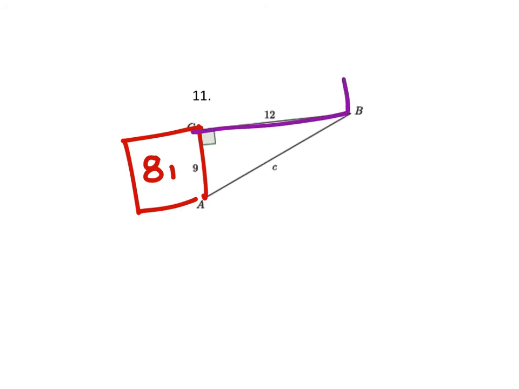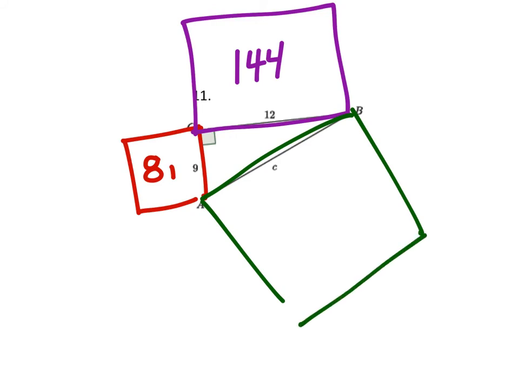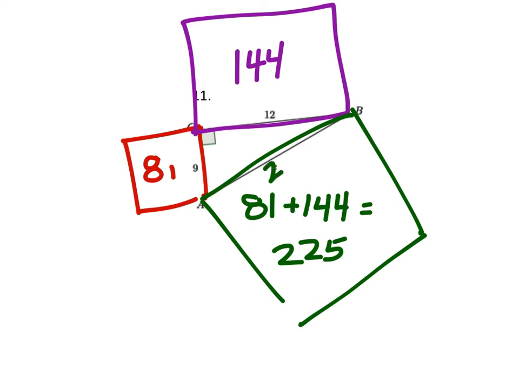Then on this one, I've got 12 times 12, which is 144. That's the area. So if I want the hypotenuse as a square, then I'll take the 81 plus 144, which is 225. So the length there will be the area, 225 square rooted. But if we put it in the calculator, it'll give us 15. So C equals 15 in this case.